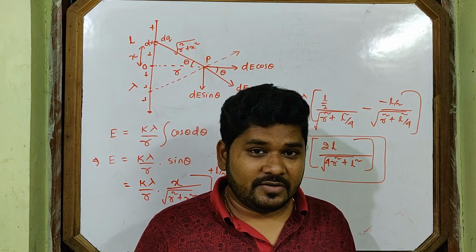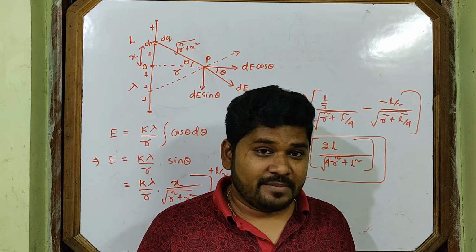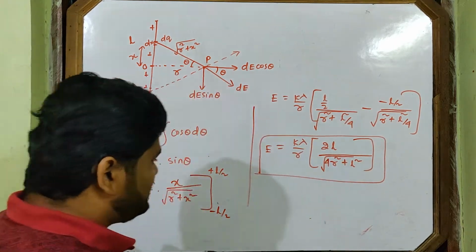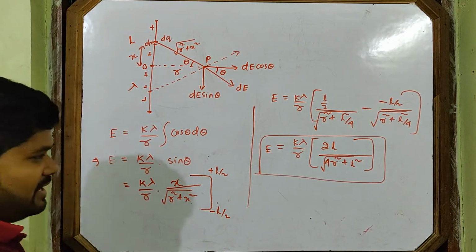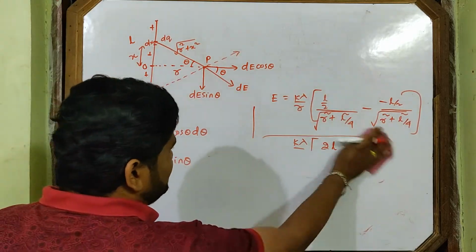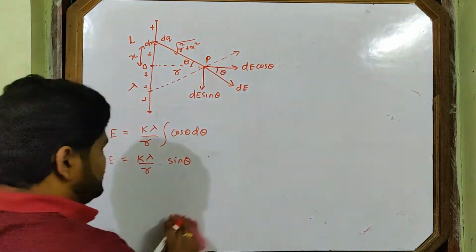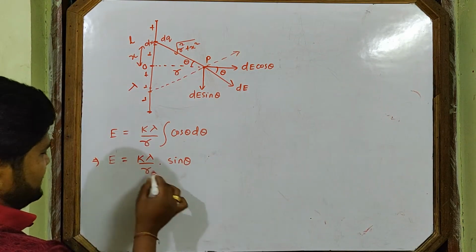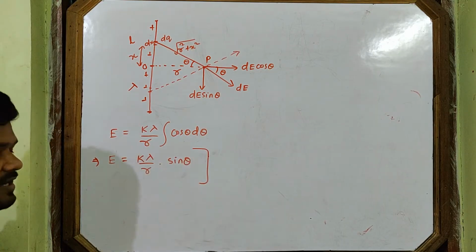But what is given in NCERT book? For infinite rod. If it is an infinite rod, then what will happen? What changes will you do here? Let's see. Now you will put the limit. You put the limit in terms of angle.